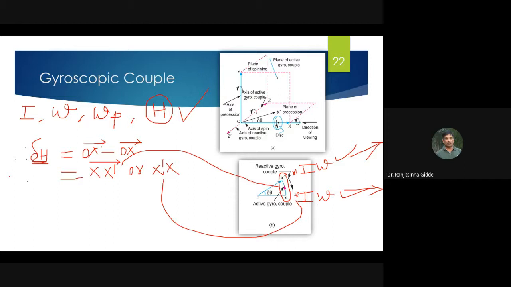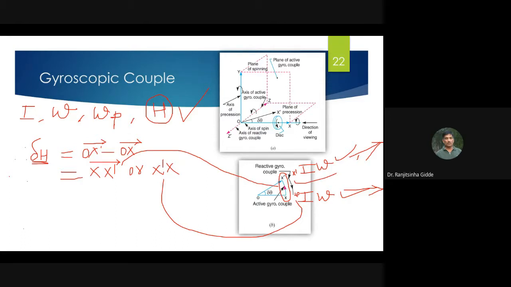Because what we are going to do, the active gyro couple is the active force, whatever active force related to that couple, that is the active gyro couple, and the reaction against it, right. So whatever axis we have turned in horizontal plane, because of that there will be reaction, and that reaction will be represented by this reactive gyro couple.